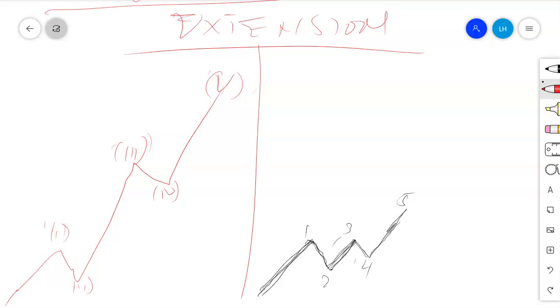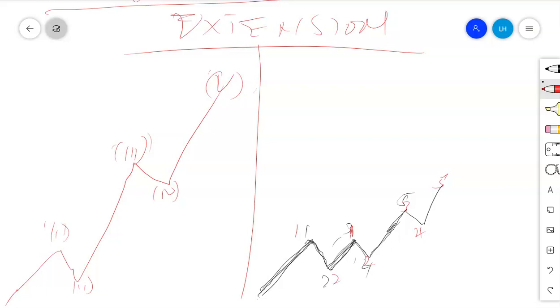Now, what will be your correct count? Your correct count will be 1, then this will be 2. Then next, instead of this being 3, this will be 1, and this will be 2. Again 3, then 4, and finally 5. Now what is this 5? This 5 will be the internal wave.